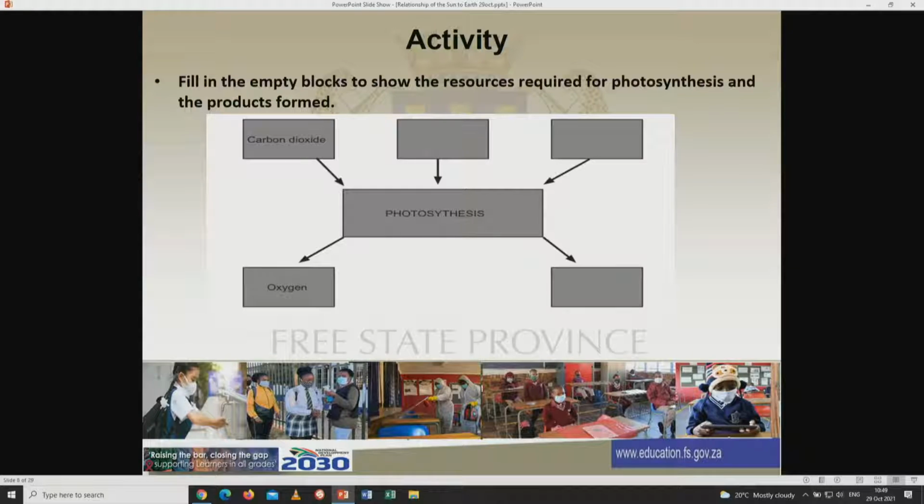Carbon dioxide and something here and another thing are needed for photosynthesis to take place. And the product that will be formed is oxygen and what? Take a minute, grade 7, and think of two words that are needed up there and one that is needed below.